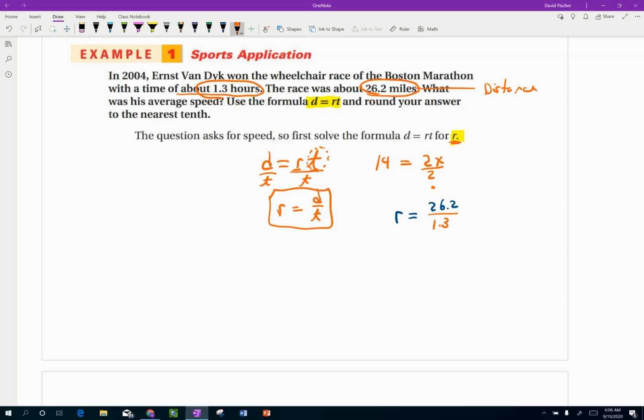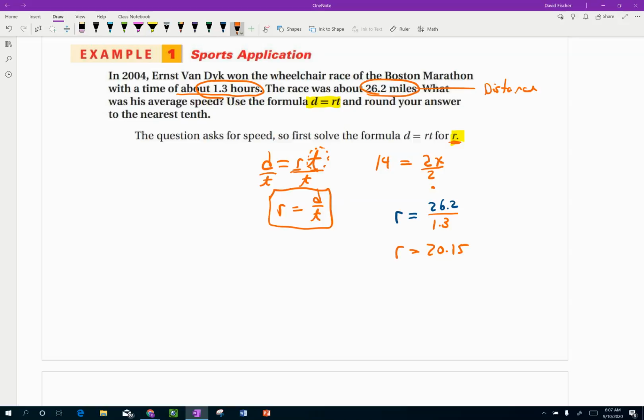And this is where your calculator comes in. Super handy. Here it is. So we want to solve this math problem. 26.2 divided by 1.3. No, I messed it up. Sorry. 26.2 divided by 1.3. Yeah, I'm getting 20.153. So normally we round to the hundredths place.